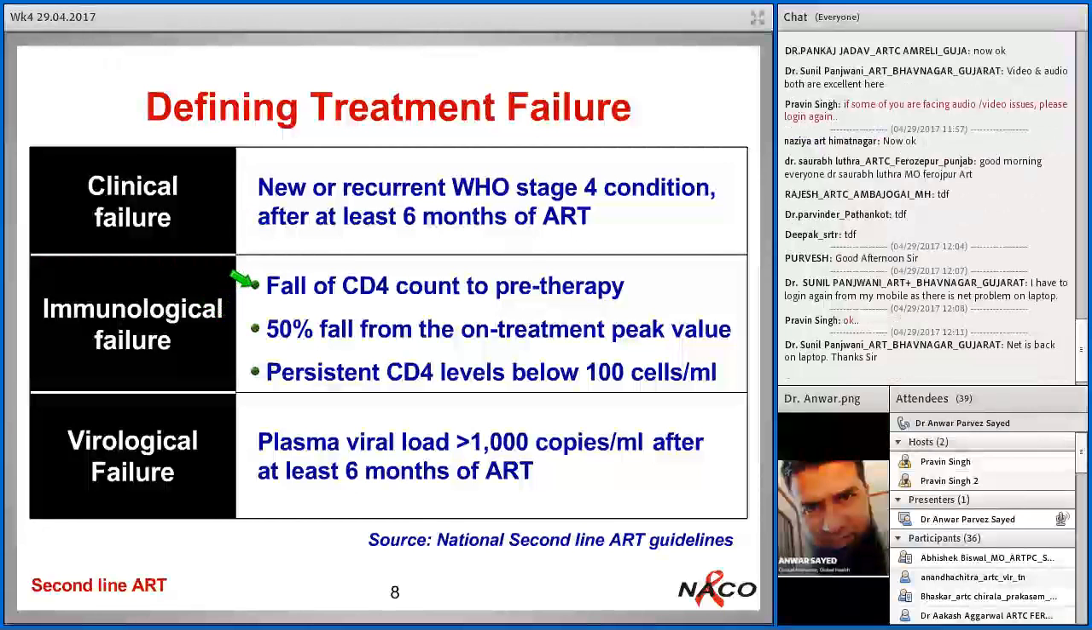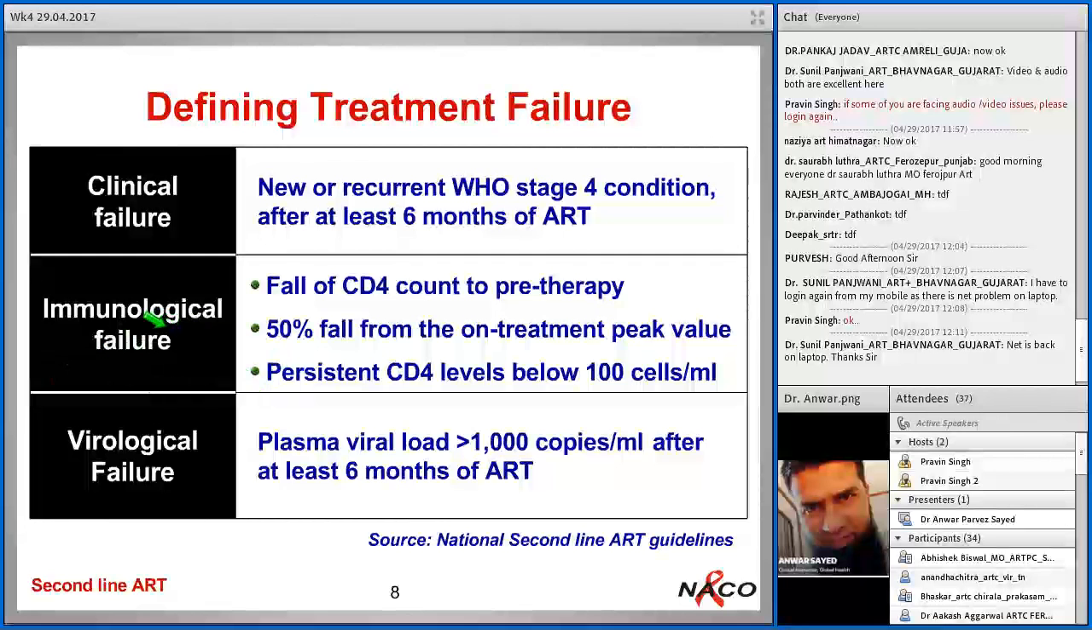For immunological failure, fall of CD4 count to pre-therapy baseline, that is from where you started, the patient has dropped the CD4 count to the pre-therapy baseline. Or a 50% fall from on-treatment peak value, that is you have started treatment, CD4 goes up and up, suppose from 200 it has gone up to 600, and now it has again fallen down to 250. So this is more than 50% fall from on-treatment peak value. Then persistent CD4 level below 100. That means you are treating a patient for, suppose, 6 months or 1 year, still the CD4 is below 100. Then any of these conditions, if seen, is labeled as immunological failure.